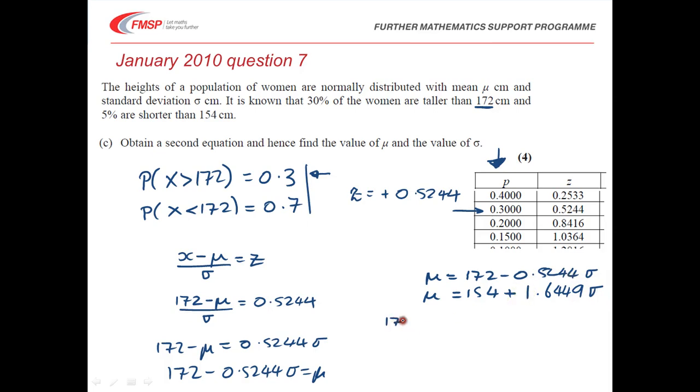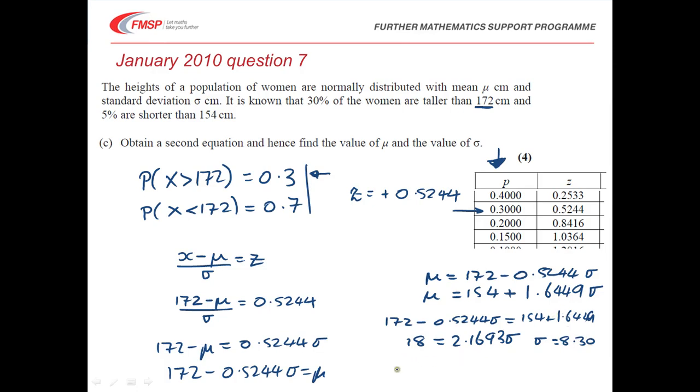So we've got 172 minus 0.5244 sigma is equal to 154 plus 1.6449 sigma. And that tells me, if I just rearrange those, that I have 18 is equal to 2.1693 sigma, and dividing through tells me that sigma is equal to, if I'm going to write this to three significant figures, 8.30. It should be 8.2976, but we can round to three significant figures.